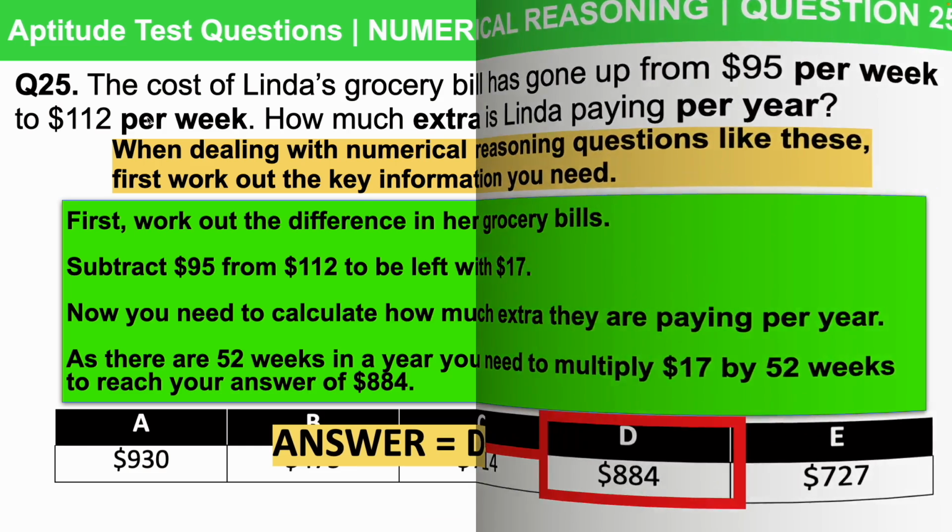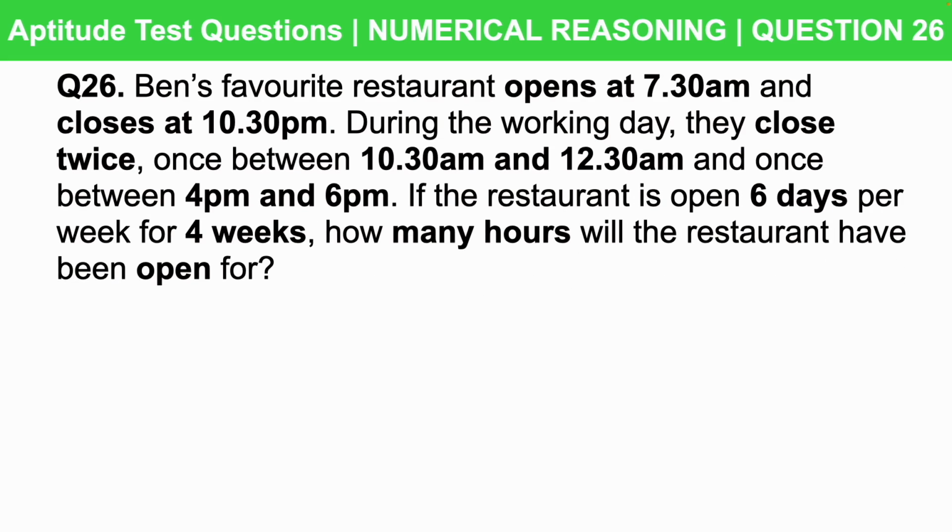So now give this question a go yourself. Ben's favourite restaurant opens at 7:30 AM and closes at 10:30 PM. During the working day, they close twice, once between 10:30 AM and 12:30 AM, and once between 4 PM and 6 PM. If the restaurant is open 6 days per week for 4 weeks, how many hours will the restaurant have been open for? Now remember, pick out the key information that you need.